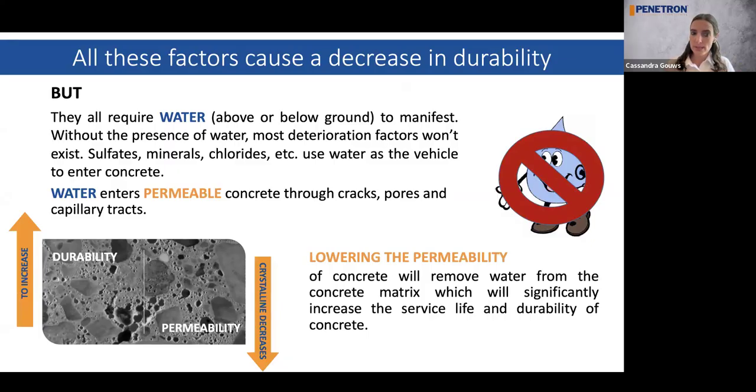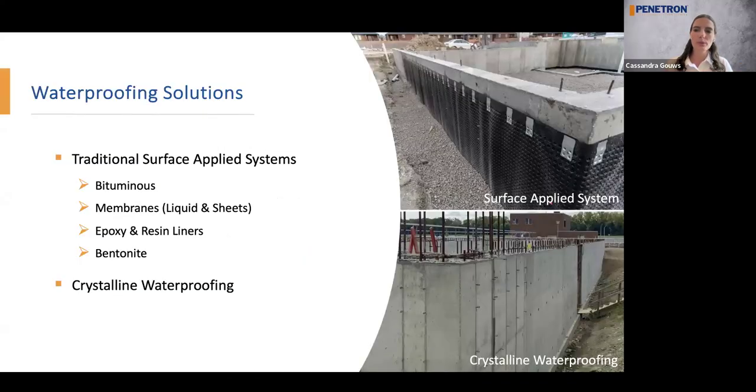So to increase the durability, we need to decrease the permeability, so lower the permeability. And how do we do that? Now, there's two ways of waterproofing your concrete. You get your traditional surface applied systems like your bituminous technologies. You get your membranes, whether it's liquid membranes or sheet membranes, your epoxy and resin liners, as well as your bentonite systems. There's so many of them out there, but those are probably your four most common ones. And then you get crystalline waterproofing. And I'm going to touch on the pros and cons of both of them quick, and then we're going to concentrate on the crystalline waterproofing.